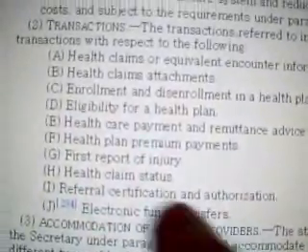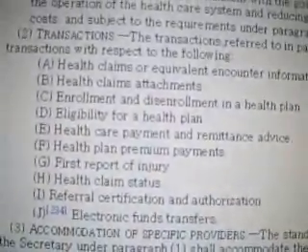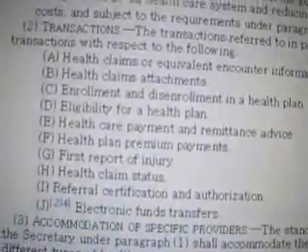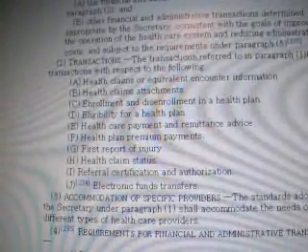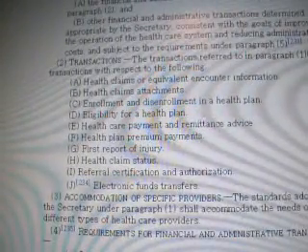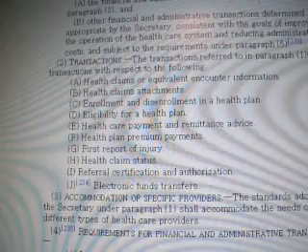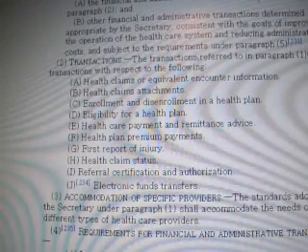As you can see, they go from A all the way down to J. Now, before the healthcare bill, there was no letter J. Now there is, okay? So I will go down this step by step with you. The transactions that they were referring to are health claims or equivalent encounter information. This is where you actually make a claim to the health insurance company saying, hey, I need such and such a procedure done.